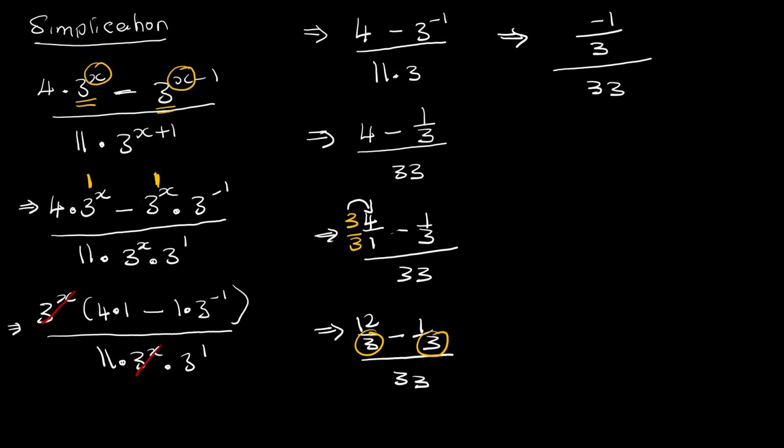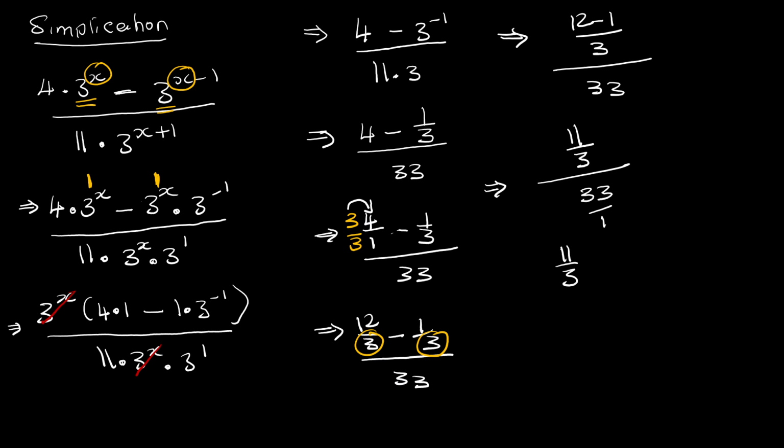Right, I know that you did see this mistake on your side. So this is 12 minus 1. The top part is just 11 over 3. This is divided by 33. Remember the 33 is over 1. So now let's continue working on this.